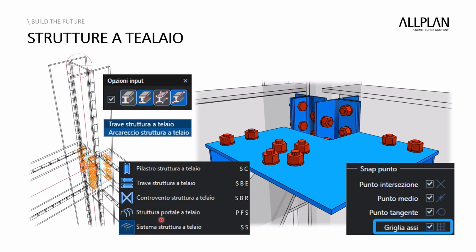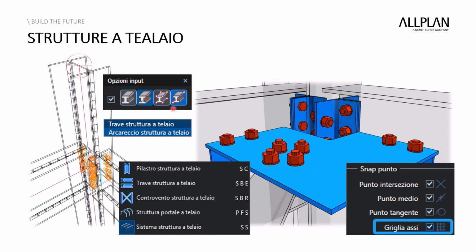After that, we have some very practical features such as a new point snap available within the general options of the program, where in addition to intersection point, midpoint, tangent point, and so on, I can also select a grid of axes. Clearly, the axis must be present within the document, and at this point, with this snap, I could also use it to draw other types of elements, not just frame structures.